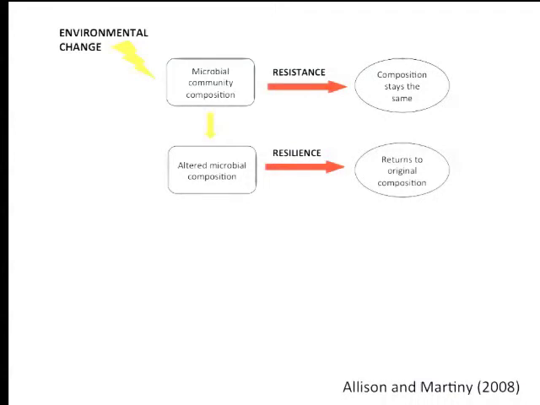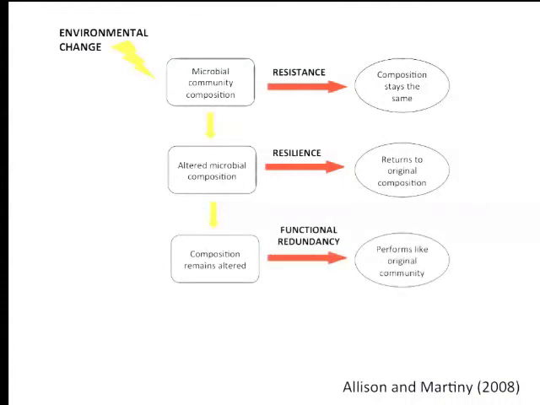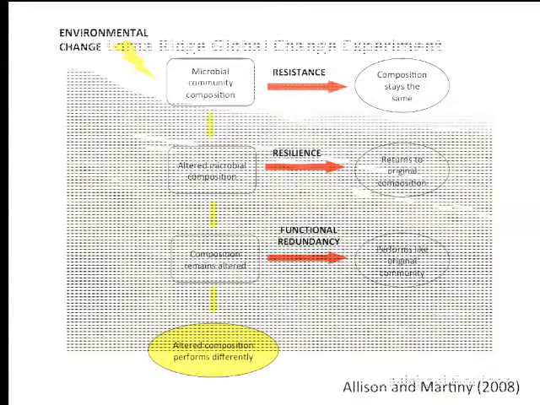Okay, but again, assume that your community is not entirely resistant and composition still remains altered after some time. Then the final assumption is that microbes are very functionally redundant. And so even if your composition shifts, the functioning of that community will remain the same. So only if your community is sensitive, not resilient, and not functionally redundant would microbial composition matter to ecosystem functioning. So these are three different things that we needed to address to ask this question.